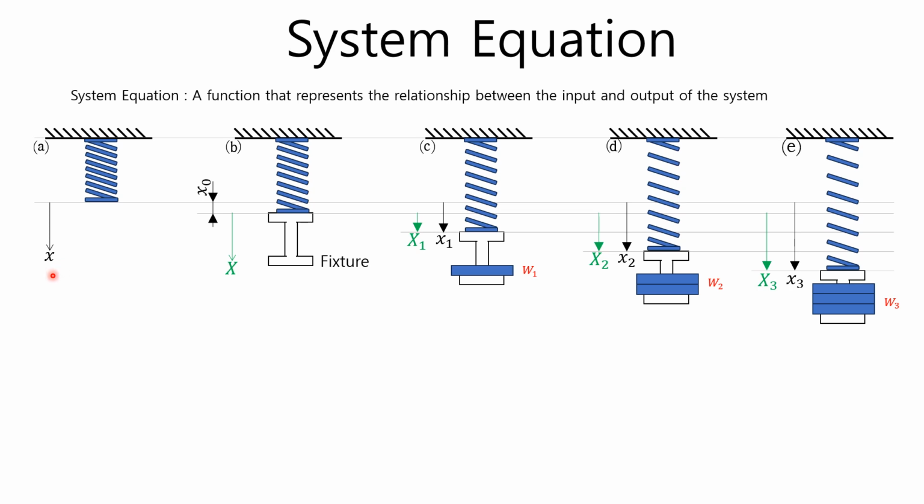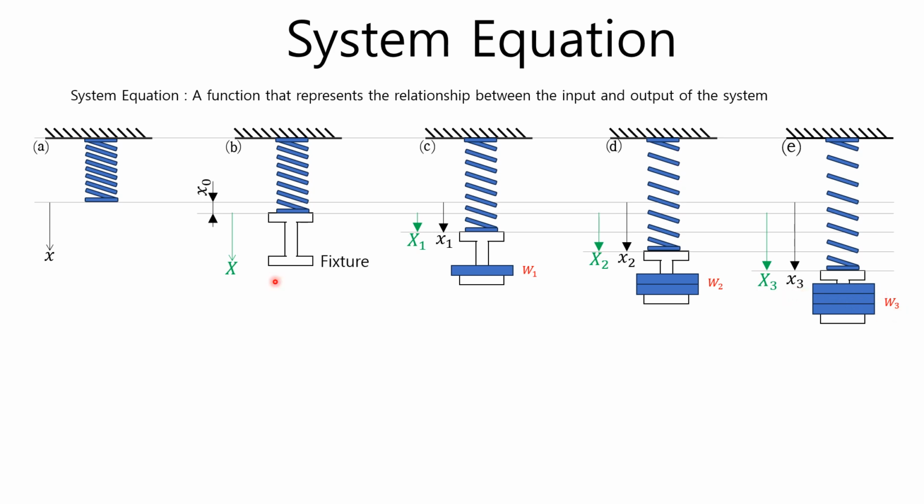Figure A indicates a state in which no weight is hanging on the spring. In this state, the displacement x, shown in lowercase, is 0. In figure B, the weight of the fixture is added, resulting in a displacement of lowercase x0. In figure C, one weight is added to the system, resulting in a displacement of lowercase x1. In figure D, 2 weights are added to the system, causing a displacement of lowercase x2. In figure E, 3 weights are added to the system, causing a displacement of lowercase x3.